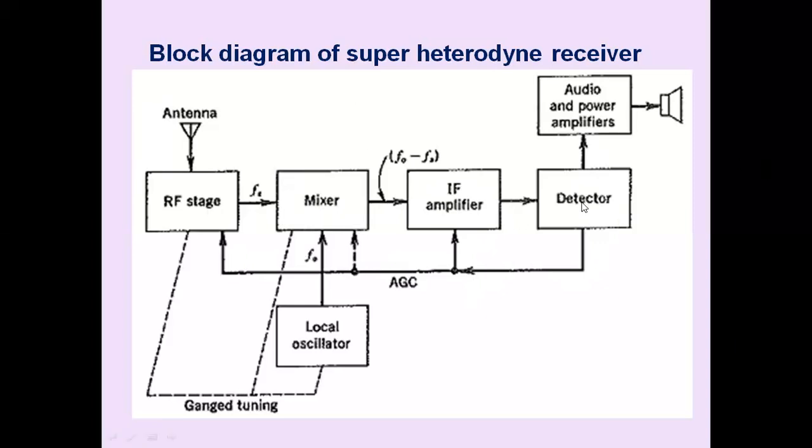So the output of the detector is a message signal, and it is applied to the audio amplifier. The recovered message signal is applied to the audio amplifier to get sufficient amplification in the voltage level. The output of the audio amplifier is given to the power amplifier to raise the power level of the message signal to a sufficient value, and it is finally applied to the loudspeaker.